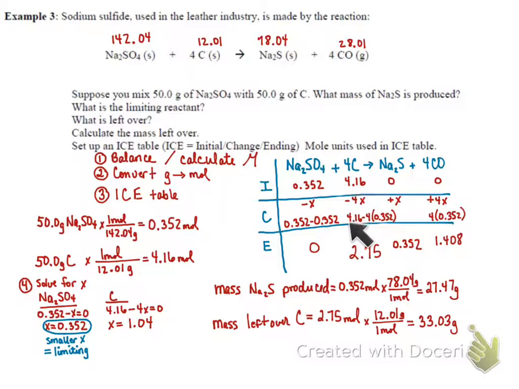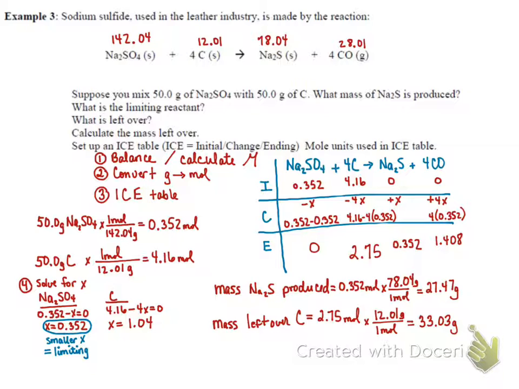We're going to have some carbon left over. So the change is going to be the moles that we started, which is 4.16, minus 4 times x, so 4 times 0.352. Plug this into our calculator, and we get 2.75. So this is the moles of carbon that's left over.